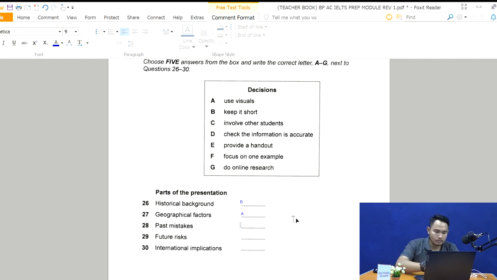Okay, and this one is D. Yep. All right, so that will be my answer, my best guess, we'll say. So future risk, what about that? What would be the best one for this one, future risk?